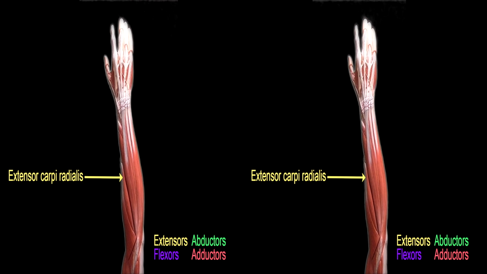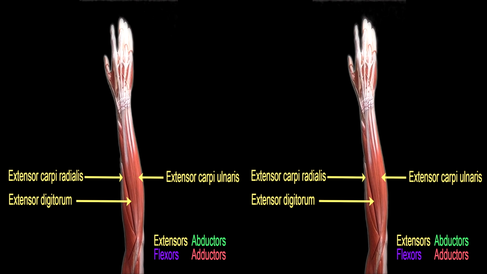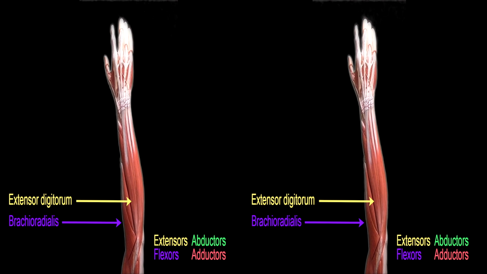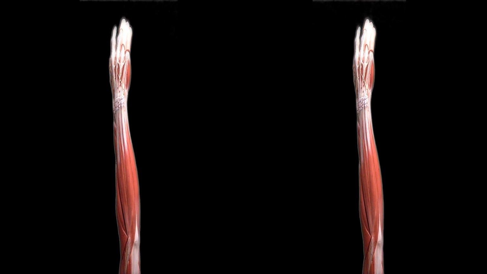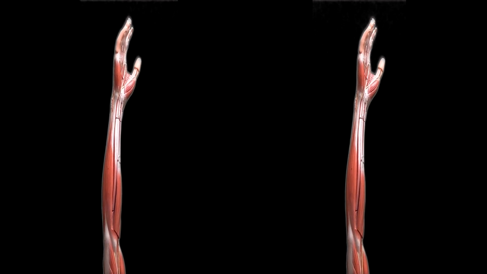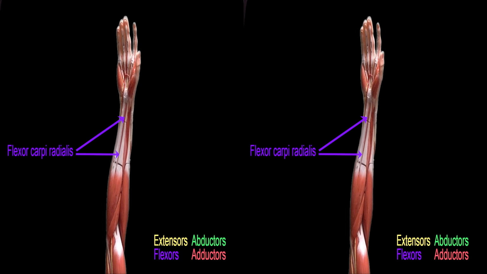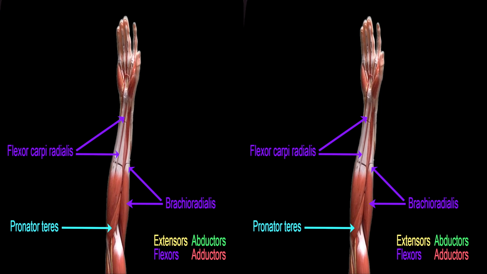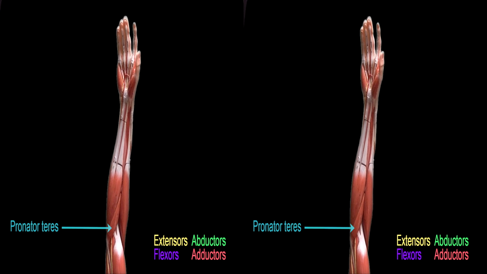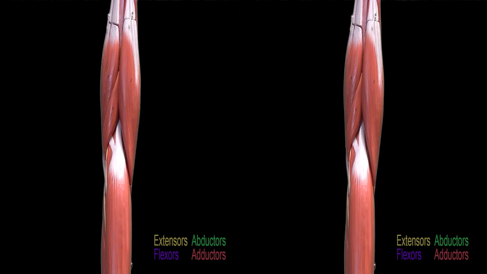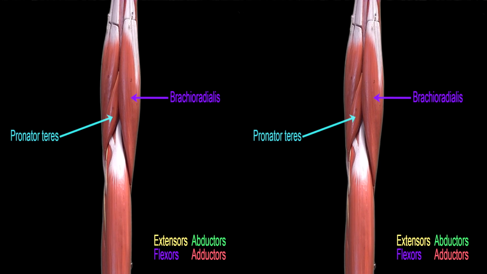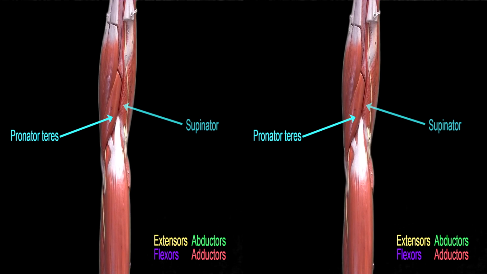Extensor carpi radialis, extensor carpi ulnaris, extensor digitorum, brachioradialis, flexor carpi radialis, brachioradialis, Pronator Teres, brachioradialis, Pronator Teres, supinator deep to the brachioradialis.